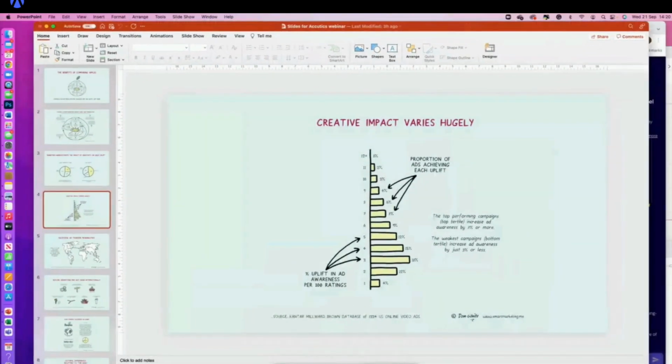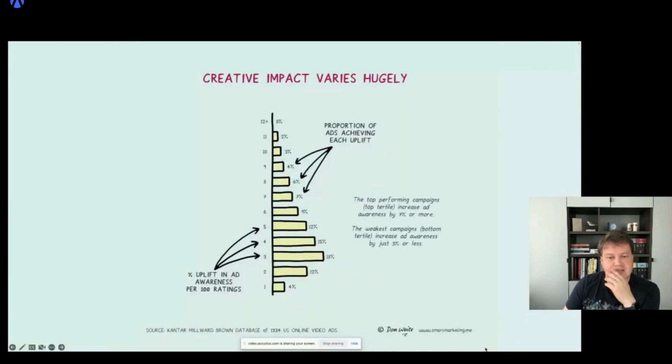My next slide here, Christian, that I flashed up earlier, I'll just maximize it now. This is why I'm passionate about creativity. Now, okay, this does need a bit of explaining. This is data from Kantar. It's been published, for online video advertising, and it's a histogram. So effectively here on the left-hand side, you've got the percentage uplift achieved in ad awareness per 100 ratings. So in other words, how much uplift you get for the amount of exposure that you paid for, all right?